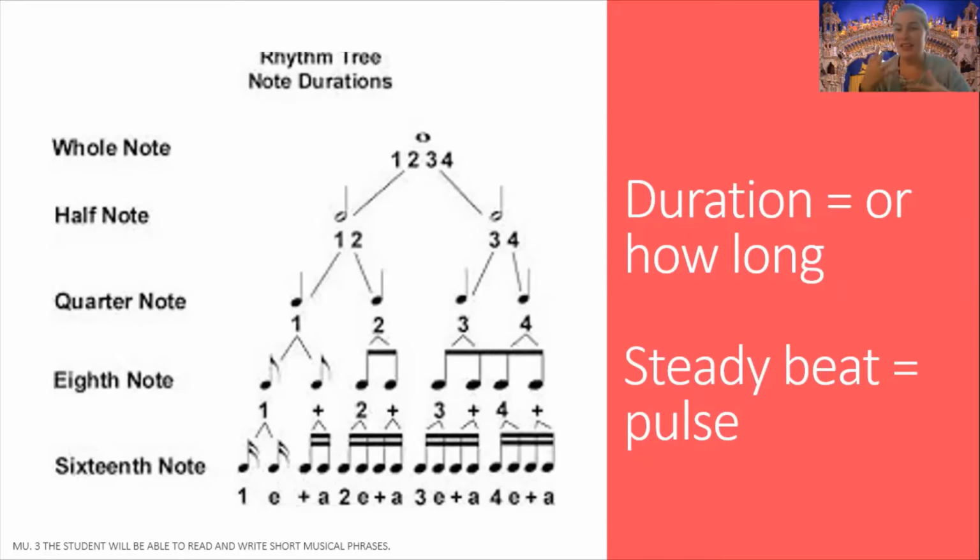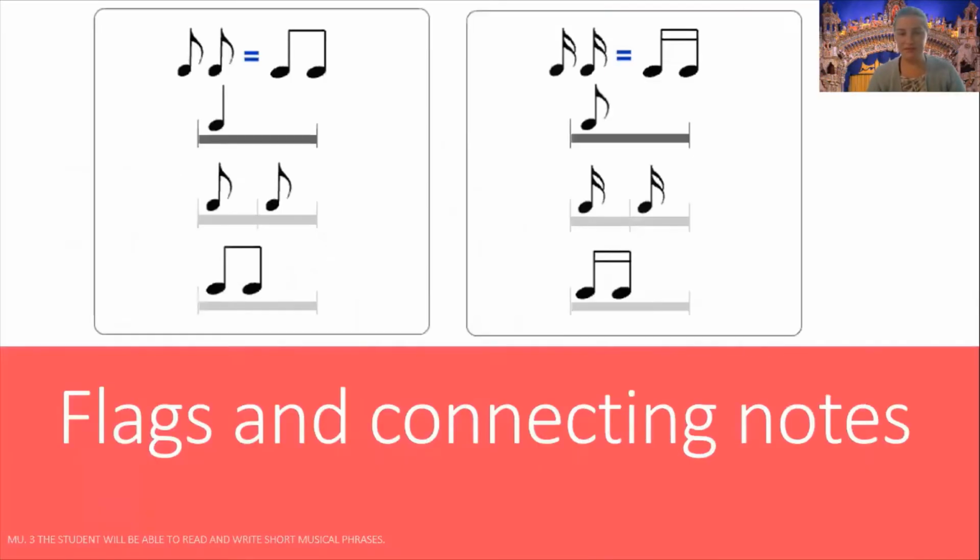Now you can combine these to create music and to make it interesting. Remember, the big one that looks like a Cheerio lasts for 4 beats. So it'd be 1. The half note only gets 2. So 1, 2, and so on and so forth.